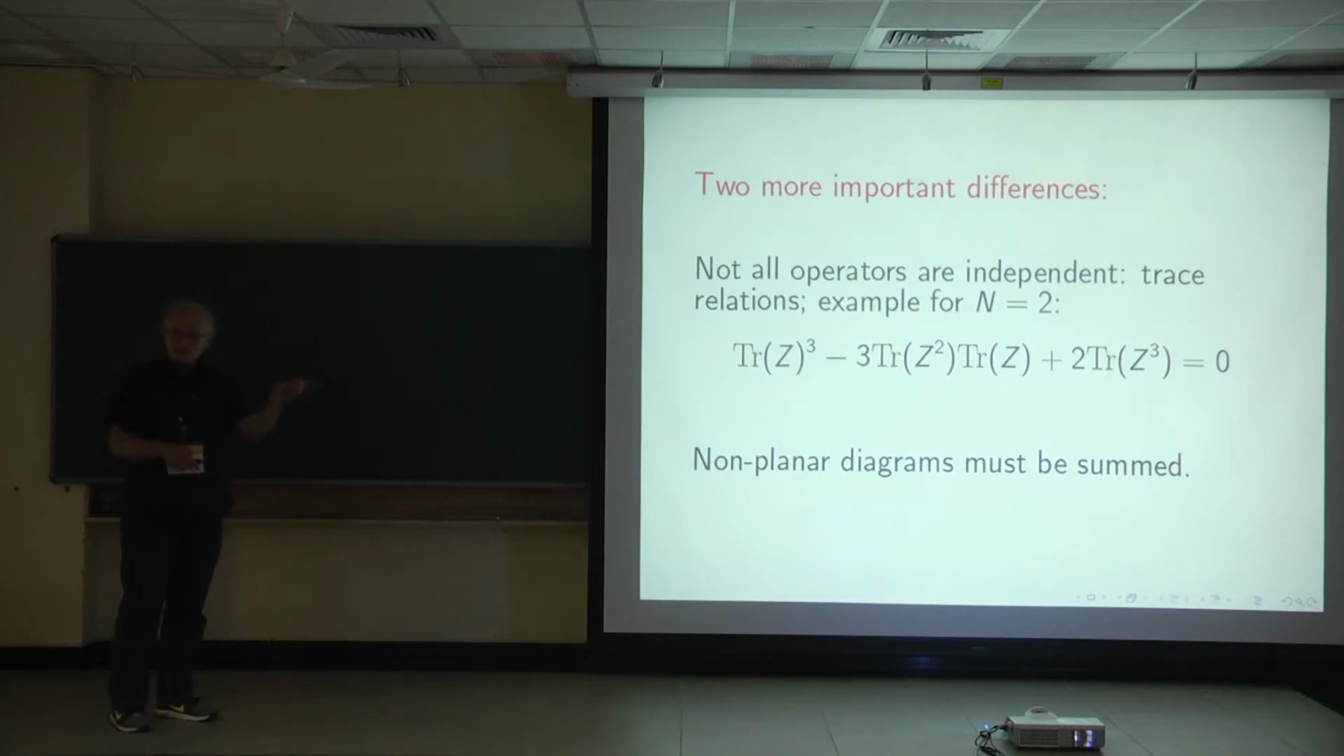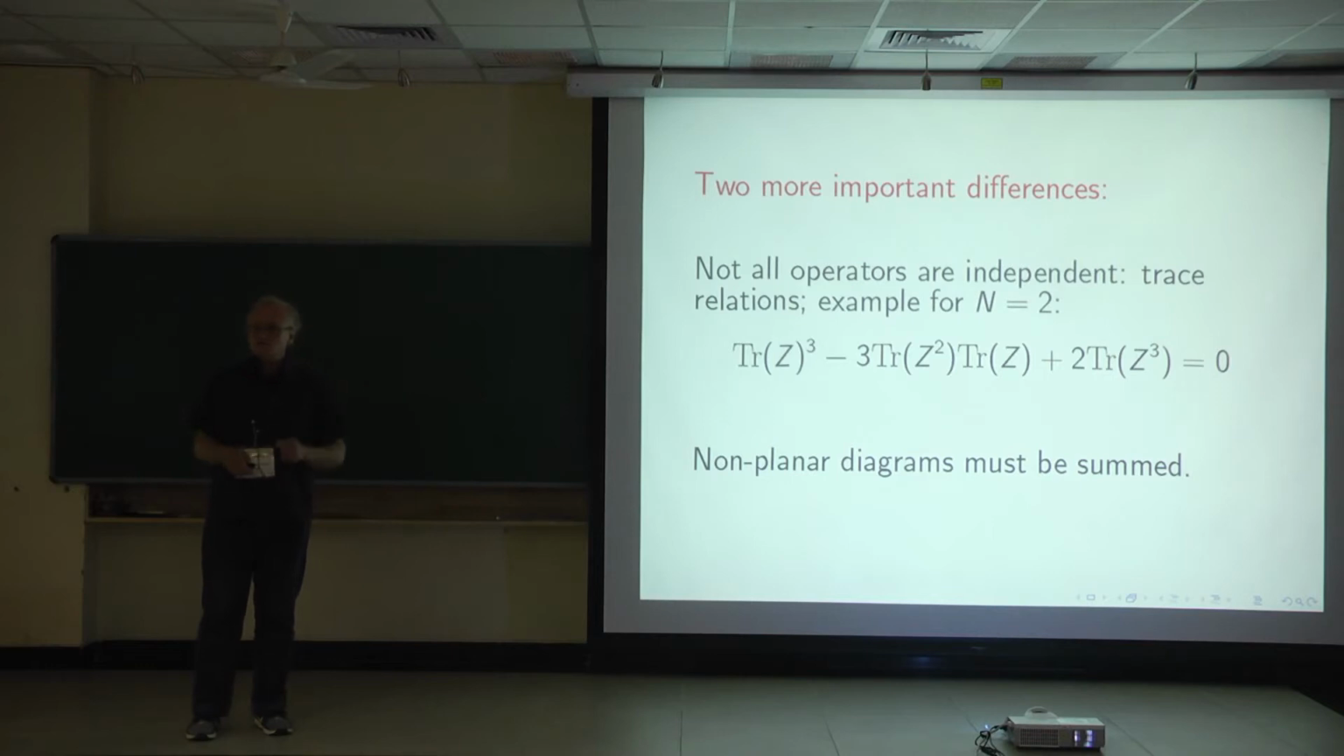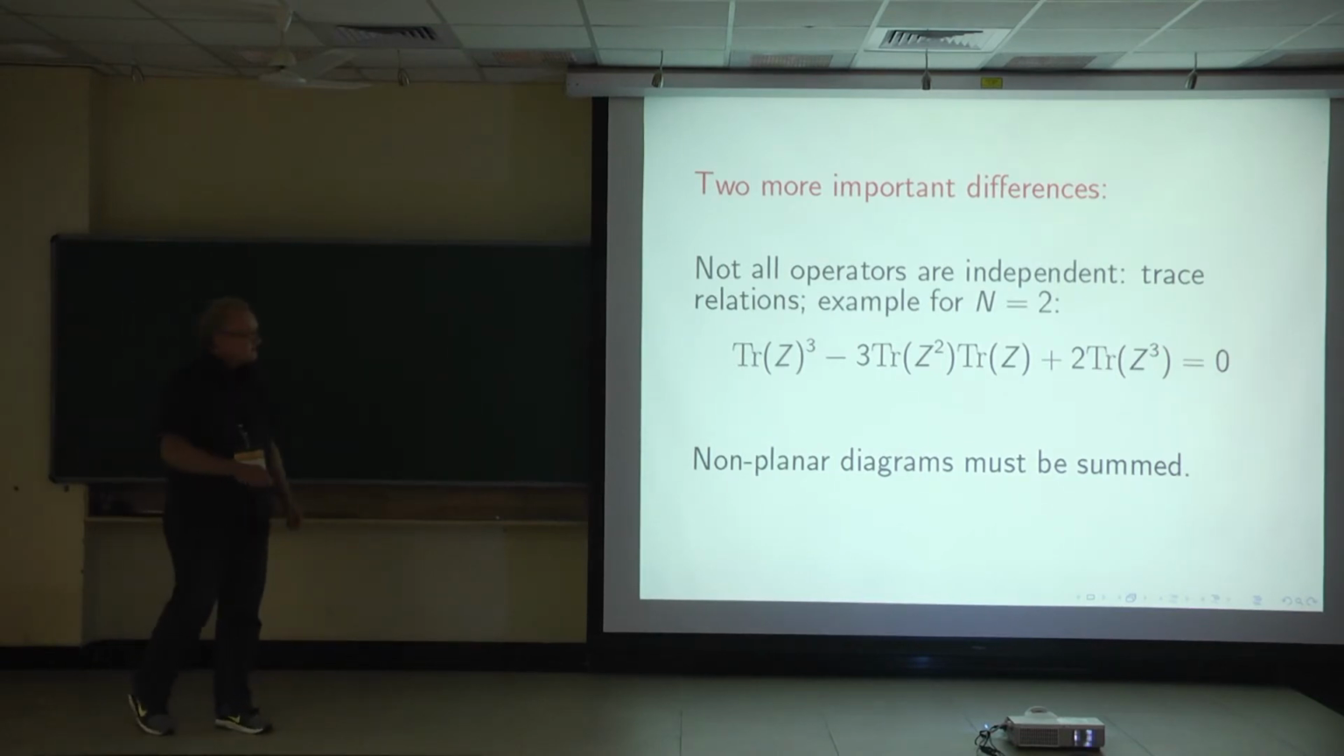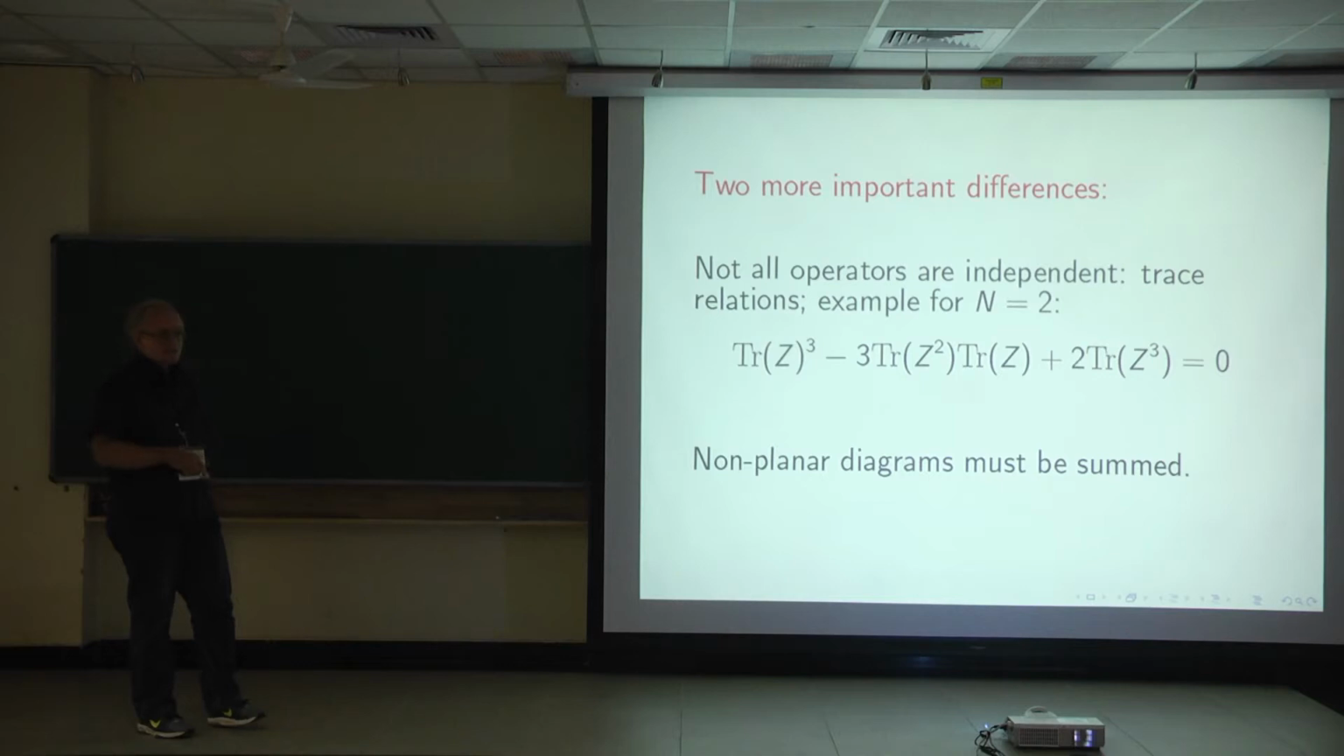So I'm looking at a 2x2 matrix. In this case, there are two eigenvalues. So if I'm looking at traces, after I know the value of the trace of z and the value of the trace of z squared, I know the value of any other trace. In particular, this equation here expresses the trace of z cubed in terms of the trace of z and the trace of z squared. This is known as a trace relation. It tells you that not every trace operator you write down is independent.